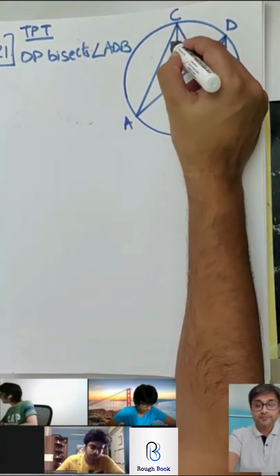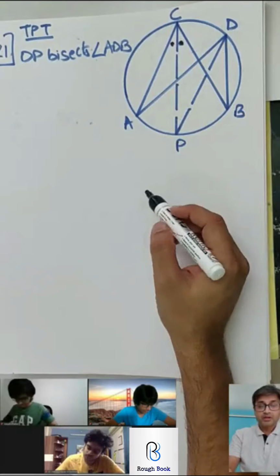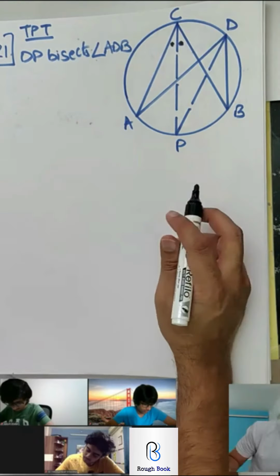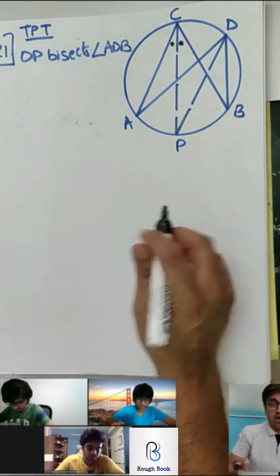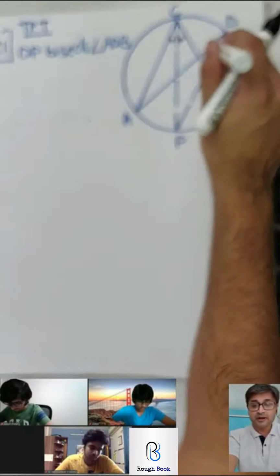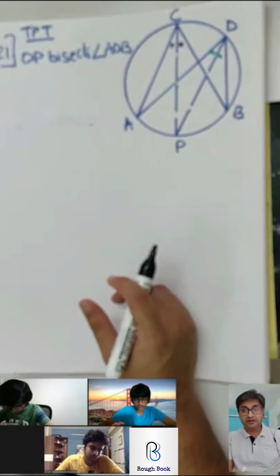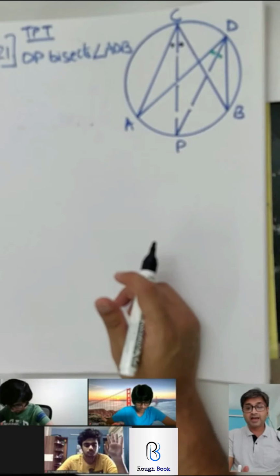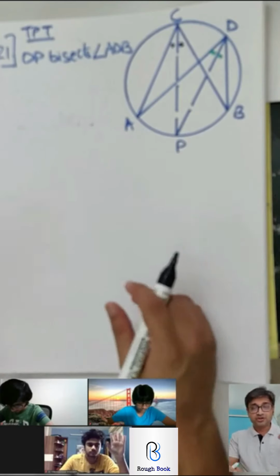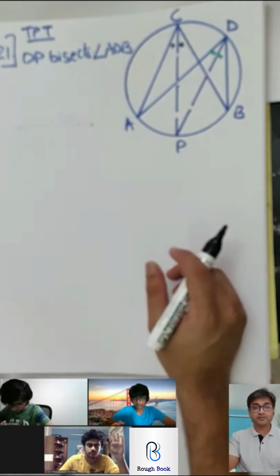They say that CP is the bisector. Your target is to prove that DP is the bisector. So how are you going to prove that this DP is the bisector? You have to prove these two green dots equal. So the green dots here are angle ADP and BDP. Very simple. Just identify it and you're sorted.